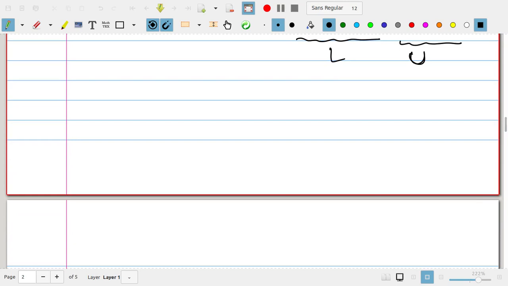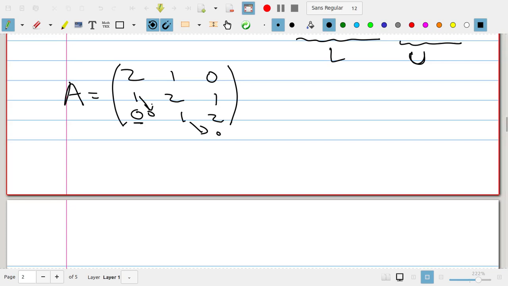Okay, so let's look at this example. A equals 2 1 0, 1 2 1, 0 1 2. Now, to bring this to row echelon form, how many operations do we need to perform? Well, we need to make this 0, and this 0, and this is already 0.